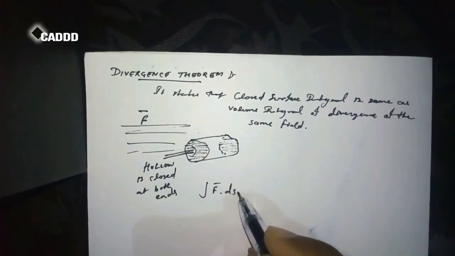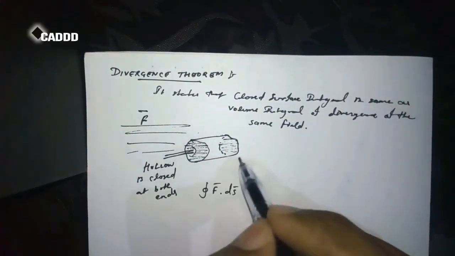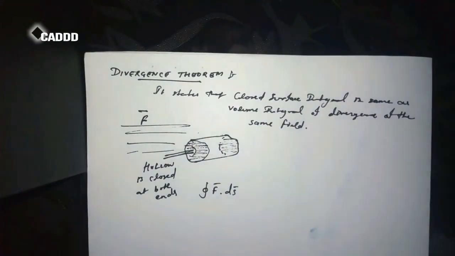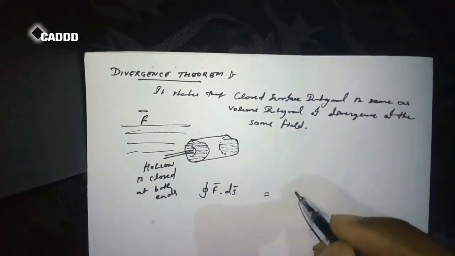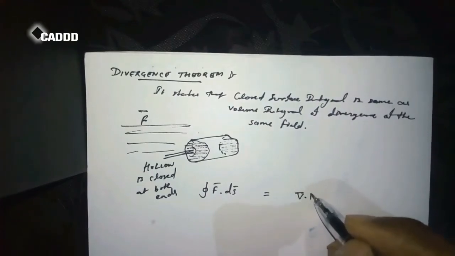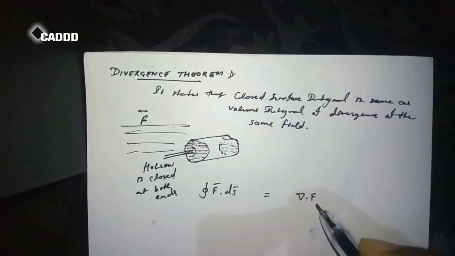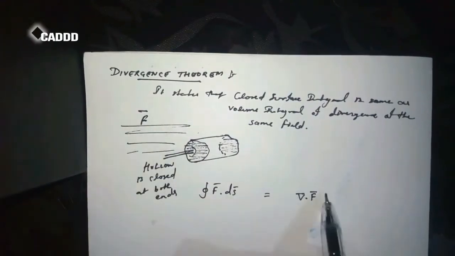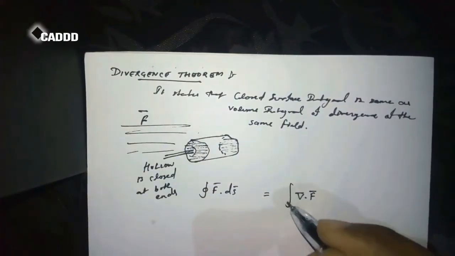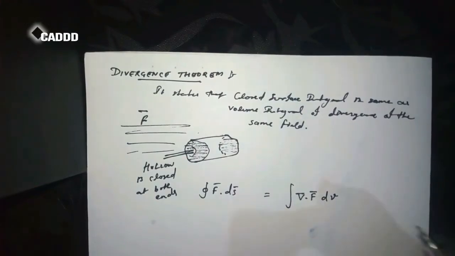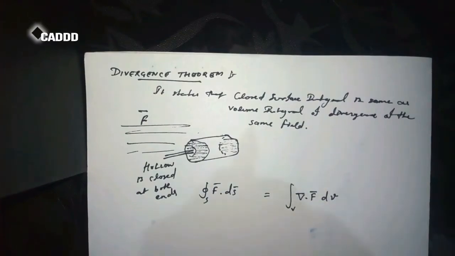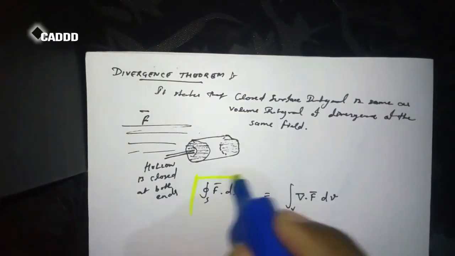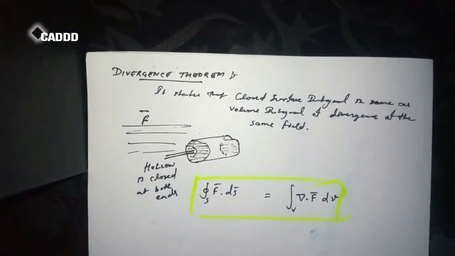So surface integral, closed surface integral, because this thing has closed surface, this is covering some amount of volume inside it. Okay, so this closed surface integral is same as the divergence of field, this field is same, and its volume integral. Okay, so this is closed surface integral and this is volume integral. So this is the mathematical expression of divergence theorem.